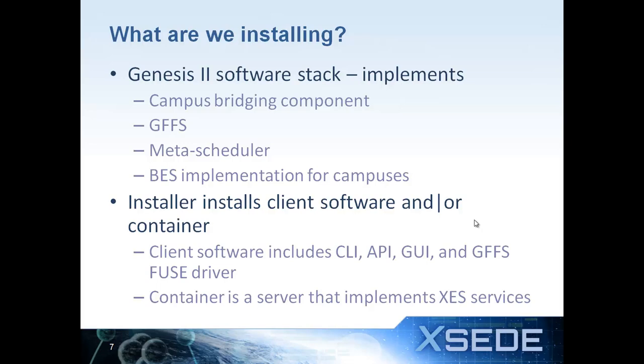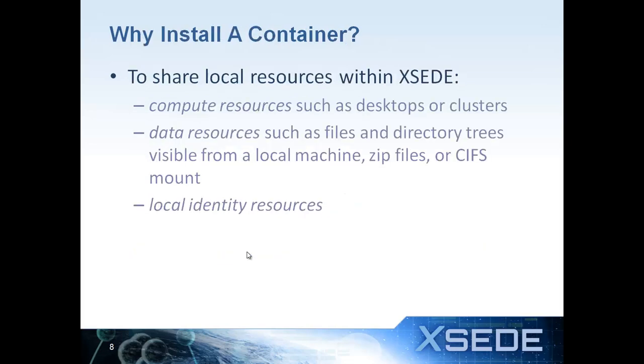So what are we going to install? We're going to be installing the Genesis II software stack, and it implements some campus bridging components, the GFFS. It has a metascheduler on it that you can choose to instantiate or not, and it has a BES implementation, basic execution services implementation, and you can choose to instantiate that or not. The installer software can install either a client, which some of you may have already done, and or the client and the container. The client software includes the GUI, the CLI, the GFFS fuse driver, things like that. And the container is a set of services in a web service container that implements the Exceed services.